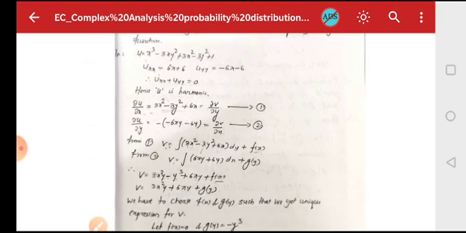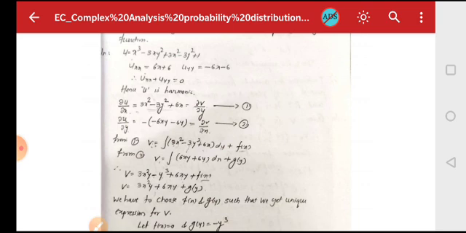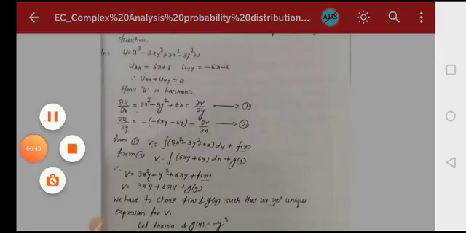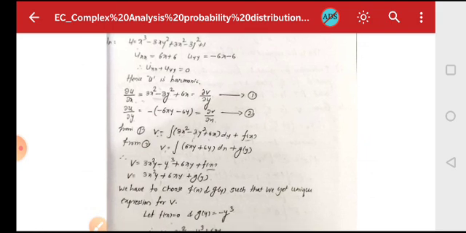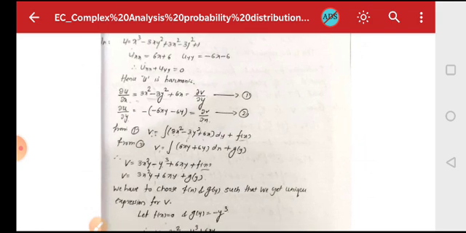Hence u is harmonic. Now dou u by dou x is equal to 3x square minus 3y square plus 6x. And by CR equation, you know that it is dou v by dou y. Name this as equation 1. And dou u by dou y is equal to minus of (minus 6xy minus 6y), bracket complete, which is nothing but dou v by dou x. Name this as equation 2. Now from equation 1, dou v by dou y is 3x square minus 3y square plus 6x.